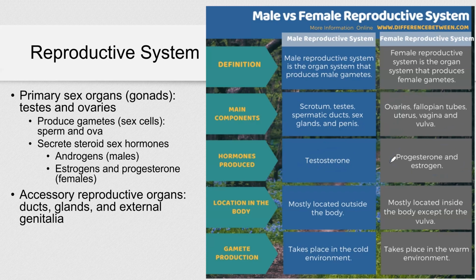And what's interesting is that the male reproductive system is mostly located outside the body, and we know that testes are located outside of body cavities, while in the female, most of the organs are located inside, with the exception of external genitalia. For normal production of sperm, we need a cooler environment. So the temperature needs to be about 3 degrees Celsius below core body temperature, and female sex cells, or ova, are made in a warm environment. So that's body temperature.